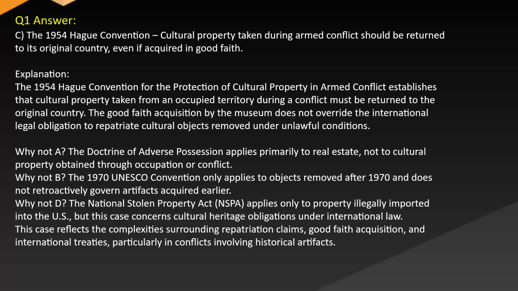The good faith acquisition by the museum does not override the international legal obligation to repatriate cultural objects removed under unlawful conditions. Why not A? The doctrine of reverse possession applies primarily to real estate, not to cultural property obtained through occupation or conflict. Why not B? The 1970 UNESCO Convention only applies to objects removed after 1970 and does not retroactively govern artifacts acquired earlier. Why not D? The National Stolen Property Act, NSPA, applies only to property illegally imported into the U.S., but this case concerns cultural heritage obligations under international law. This case reflects the complexities surrounding repatriation claims, good faith acquisition, and international treaties, particularly in conflicts involving historical artifacts.